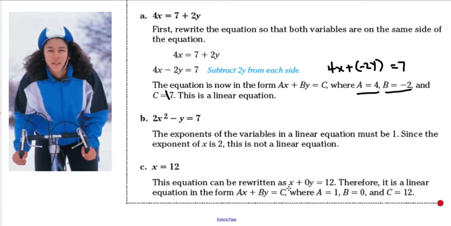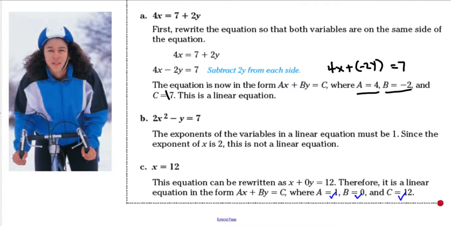Okay, where a is equal to 1, b is equal to 0, and c is equal to 12. Therefore, it is a linear equation, in the form of ax plus by equals c. So remember this, when you see this, it is in the form of ax plus by equals c, because a is equal to 1, b is equal to 0, and c is equal to 12.